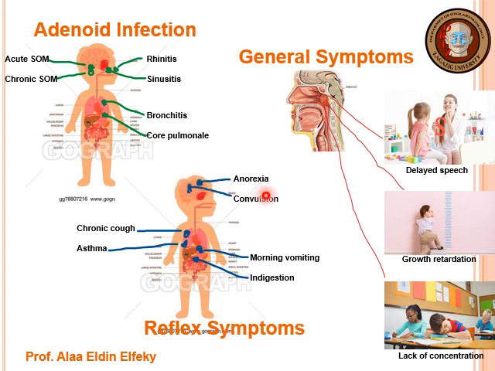What about the reflex symptoms? Nervous system, anorexia and convulsions. The respiratory system, chronic cough and asthma. About the digestive system, usually morning vomiting and indigestion.